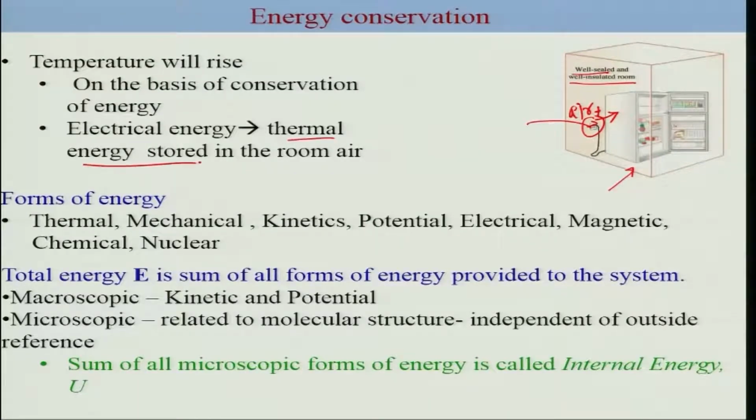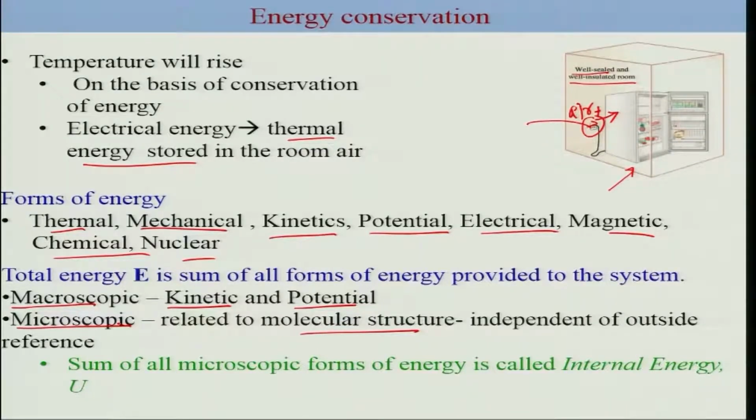Okay. So there are many forms of energy. Thermal energy I said once already. Thermal is one. Mechanical, kinetic, potential, electrical, magnetic, chemical, and nuclear. Some are macroscopic in nature, which depends on the elevation and the overall system velocity. Some depend on the molecular motions, which is microscopic. So the macroscopic ones are kinetic and potential, and the microscopic ones are those related to molecular structure, which is independent of outside reference. We are going to discuss this more in detail.